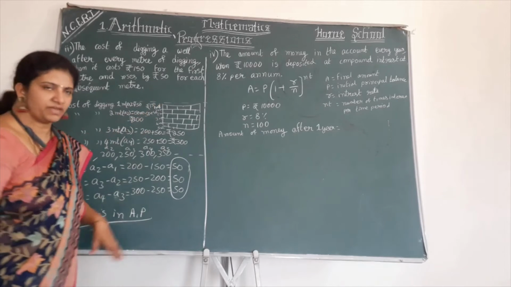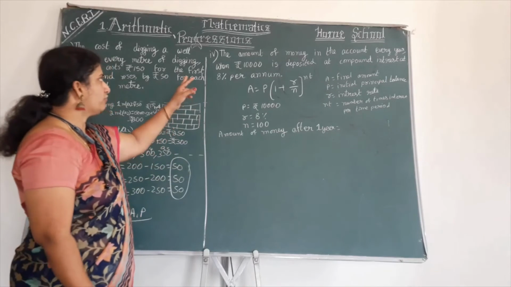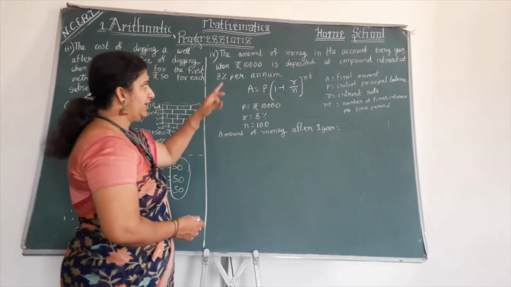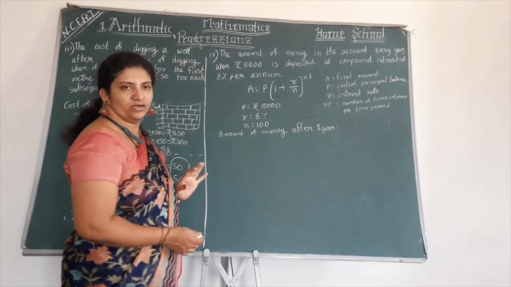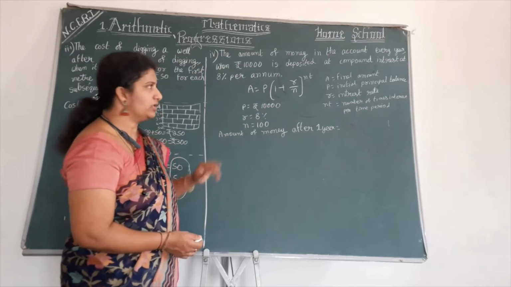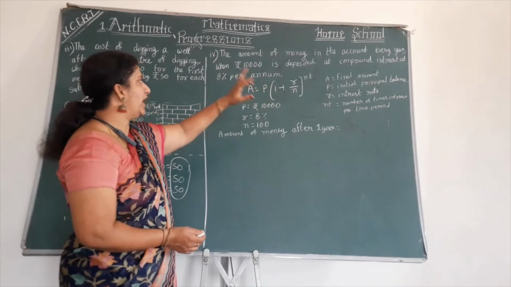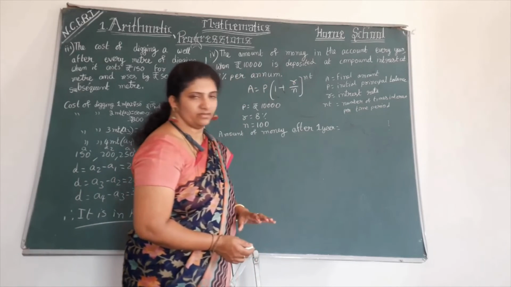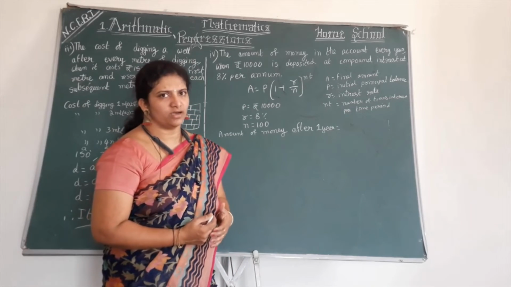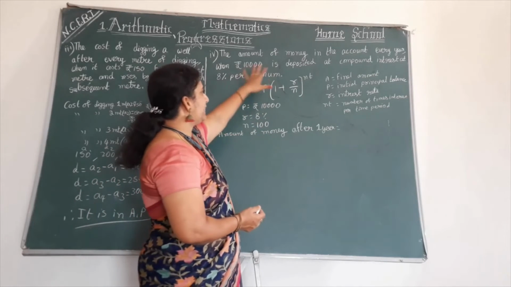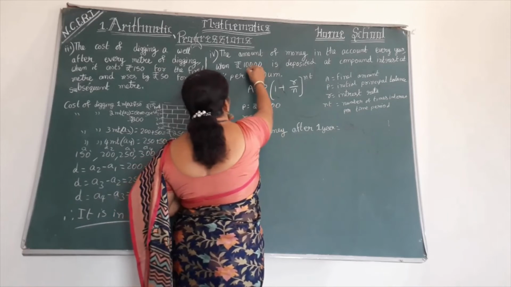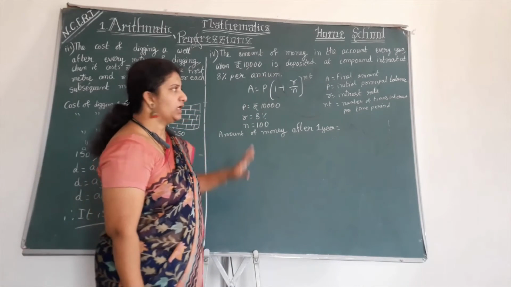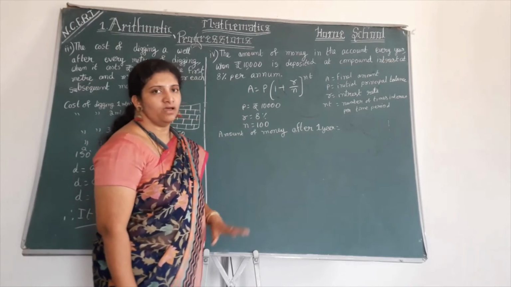See here in your first main, one more sub question you have. That is your fourth sub question. Let's read the question here. The amount of money in the account every year. Account, which account? Bank account. So amount of money in the account every year when rupees 10,000 is deposited. So how much amount is deposited here? Amount is 10,000 rupees. So at a compound interest of 8% per annum.